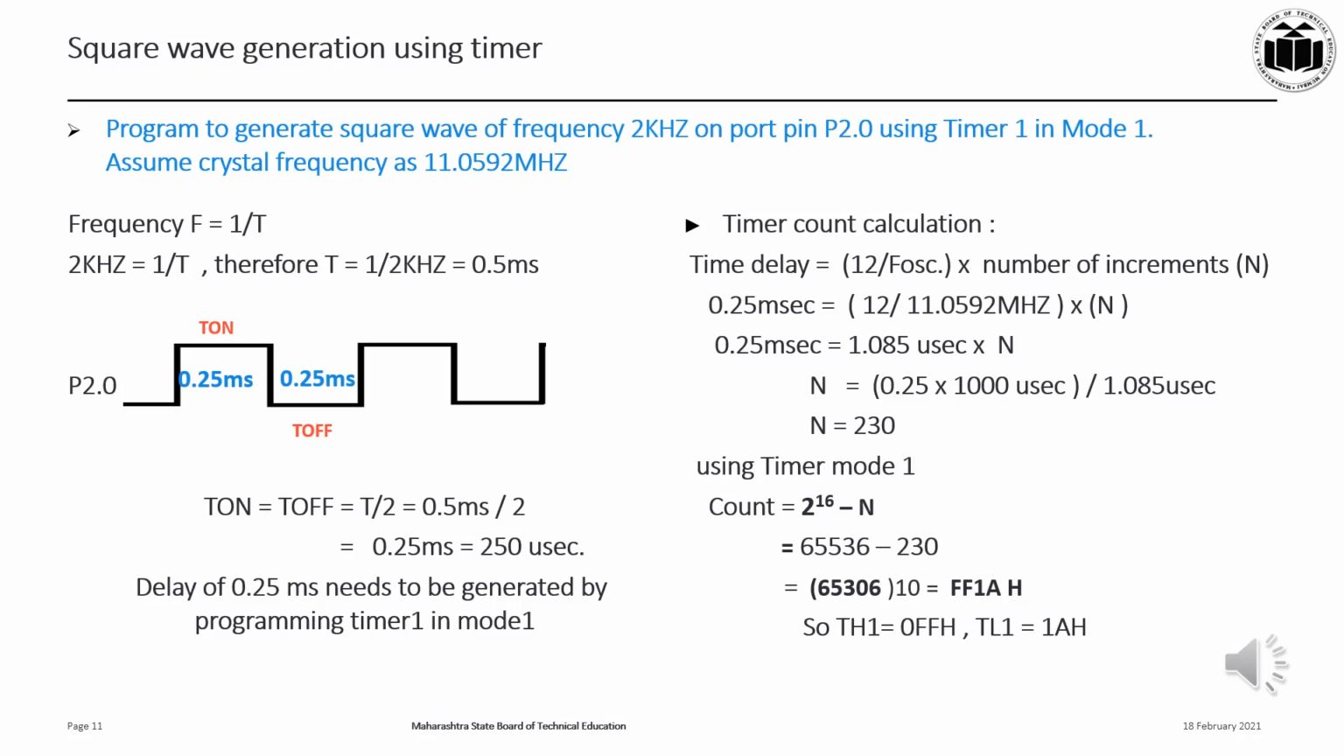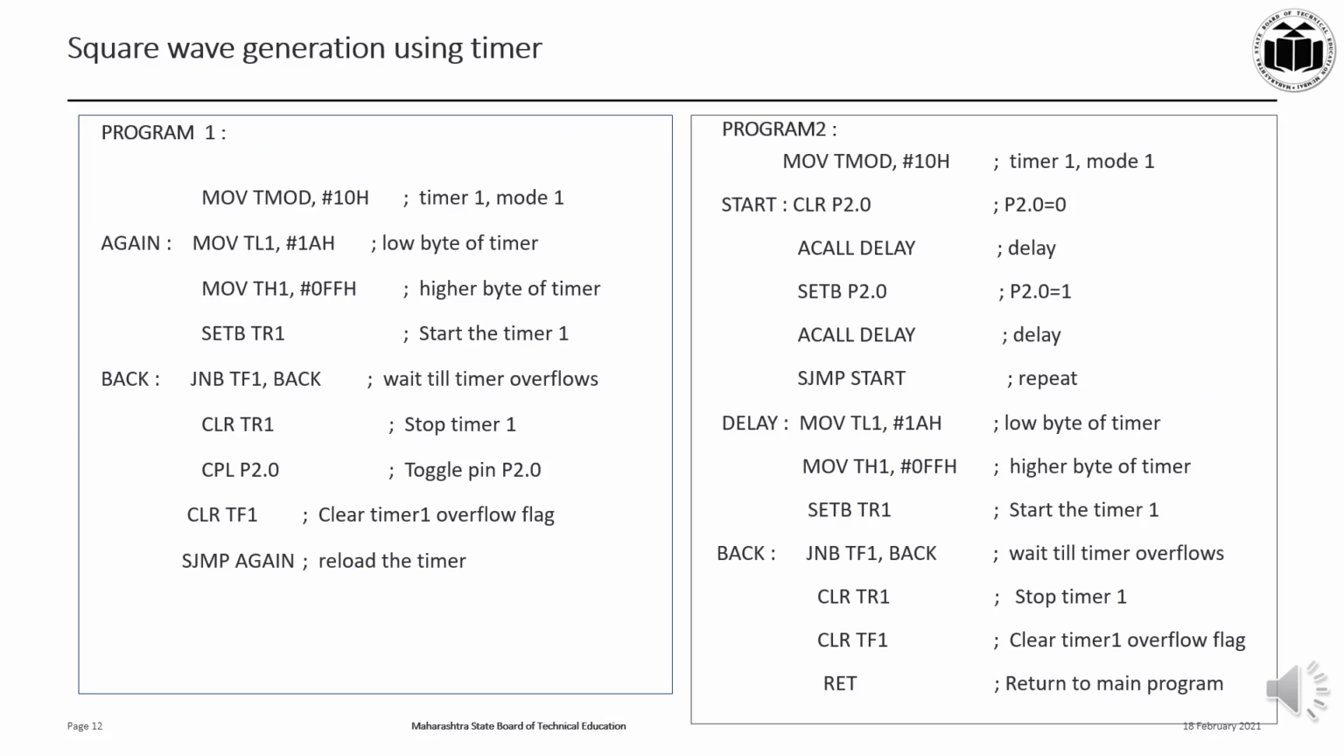By substituting the value of n, we get the initial count as FF1AH. Thus, FF1AH is a 16-bit count which needs to be loaded in TH and TL registers. So, FFH is the higher 8-bit count which is to be loaded in TH1 register, and 1AH is the lower 8-bit count which should be loaded in TL1 register. The two programs for generation of square wave using timers are shown here.